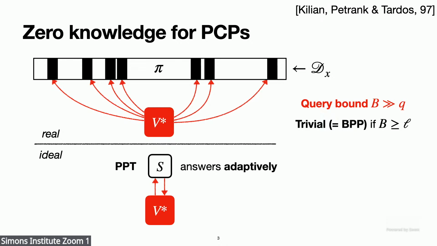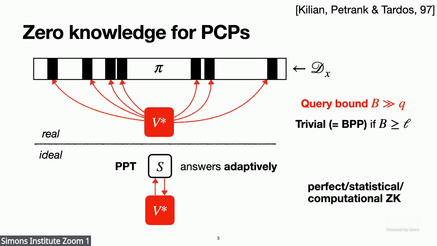And we're going to want this B to be as big as possible. In particular, we're going to focus on the case that B is much bigger than the honest query complexity. And like I said, this is trivial if B is bigger than the length of the proof, because there's nothing you can do to simulate.